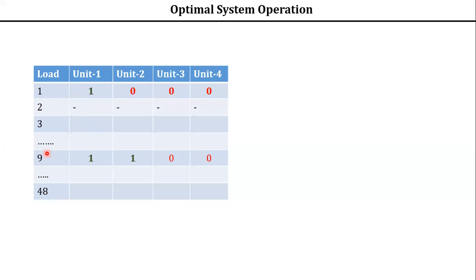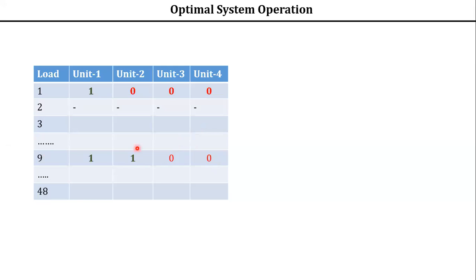What is the optimal combination we got for 9? Unit 1 and 2, isn't it? We have done that one. We have explained that one. For 9 megawatt, we got unit 2 and unit 1. So therefore, unit 1 and unit 2 are operating or on, so represent it as 1. Unit 3 and 4 are not operating. That means they are off, so represent 0. This is what the unit commitment table is. You have to prepare this chart.